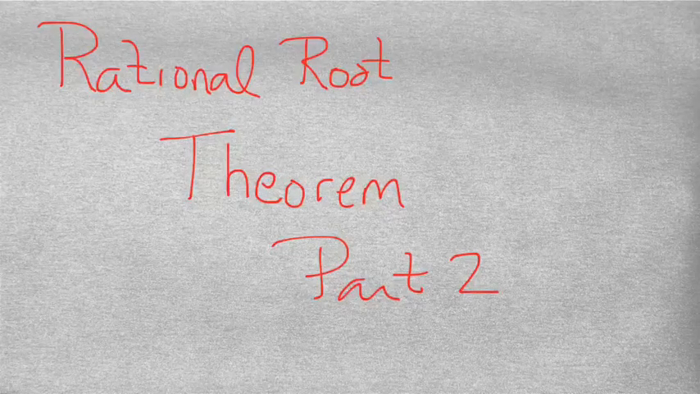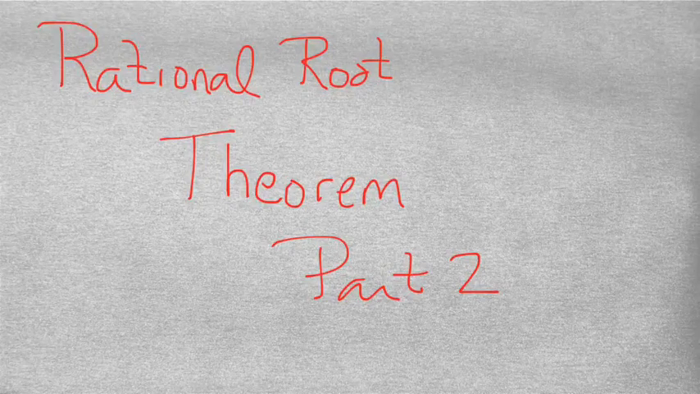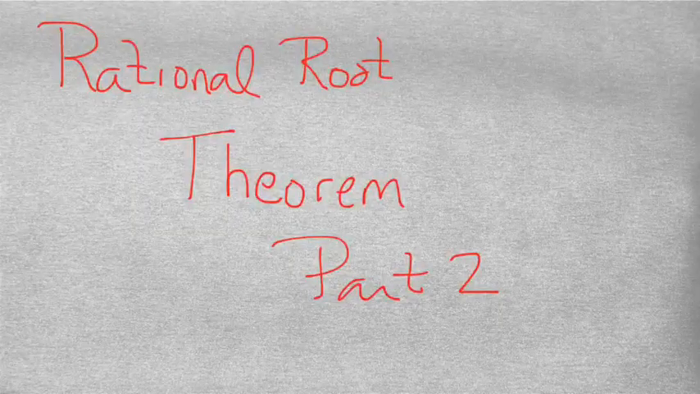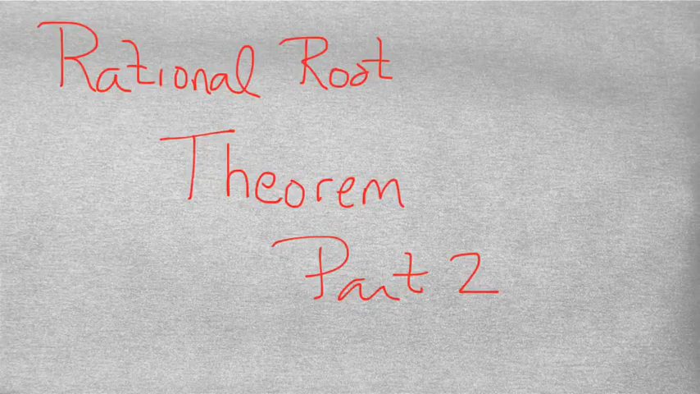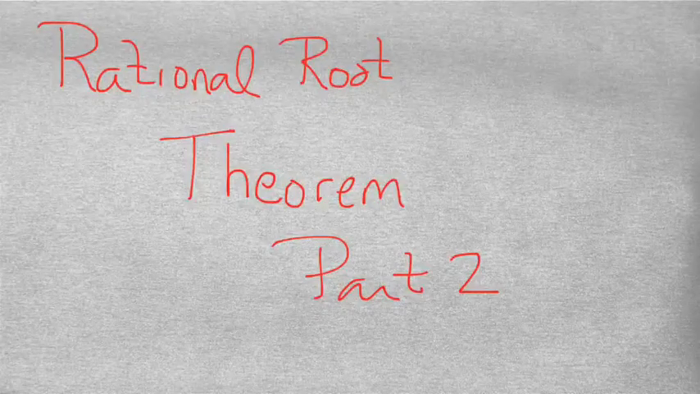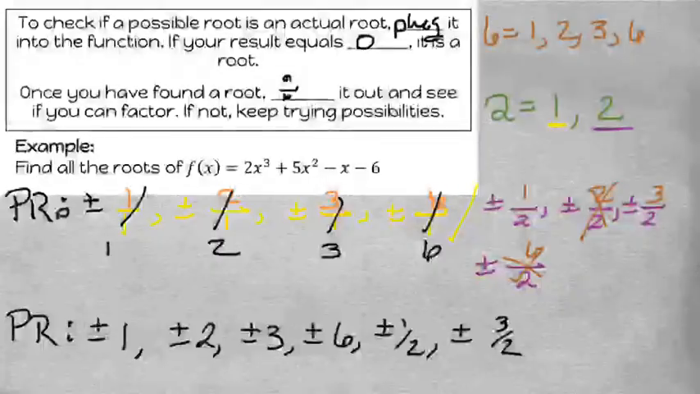Today we're going to continue on with the rational root theorem. We're going to be going into part 2, where we're actually going to find each of the factors that actually do work. So the first part was just listing out all the possible factors. Today we're actually going to see which ones are the right factors. And so again, this is a reminder of where we left the problem yesterday.